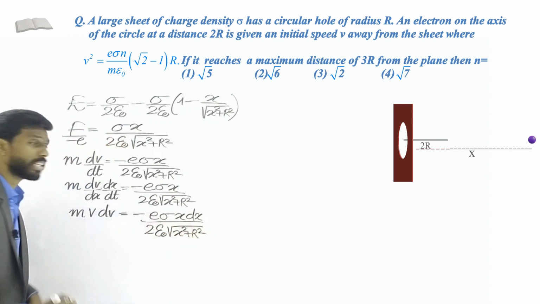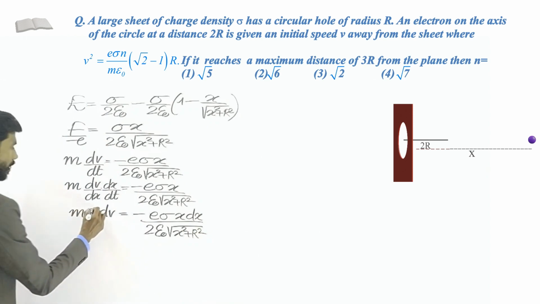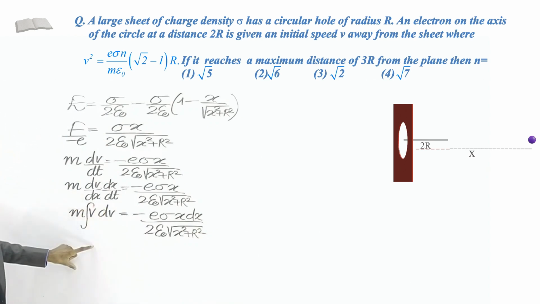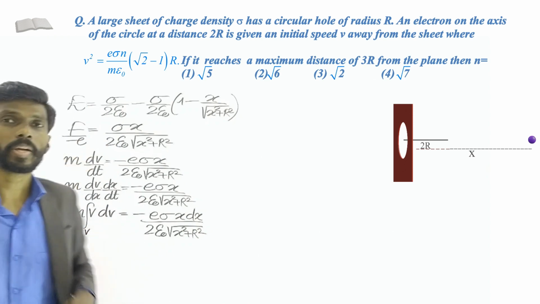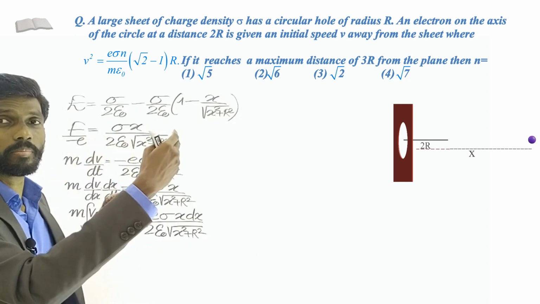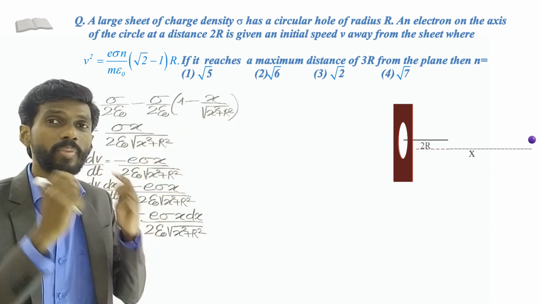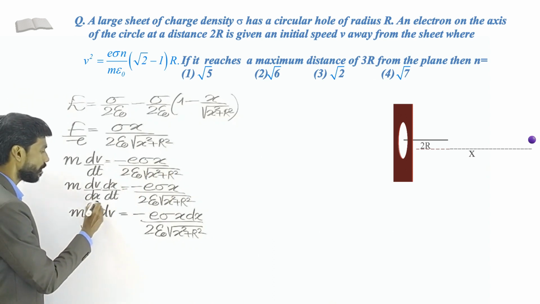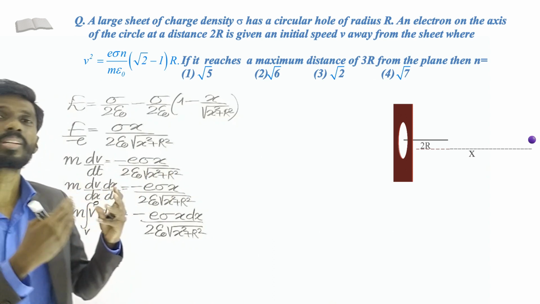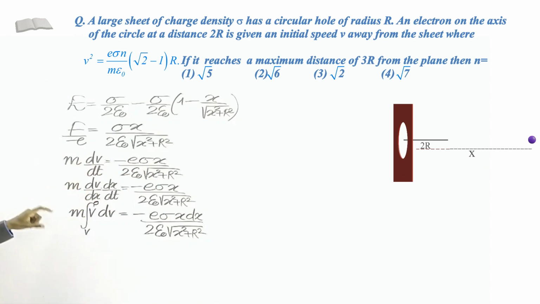Okay, so let us do the integration now. Initially the velocity was v, and the final velocity is 0, because as the object reaches the maximum distance, it will stop, which means it will start to return. So that is when the velocity becomes 0. The initial velocity was v, that is given.